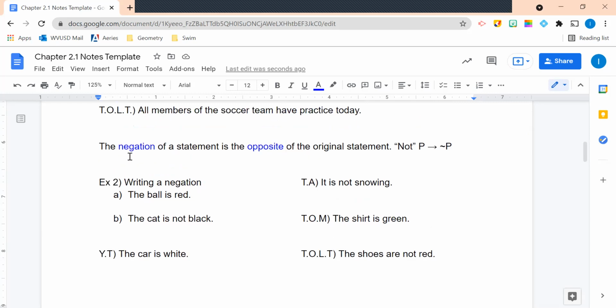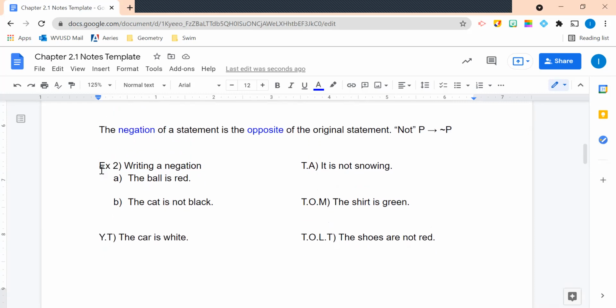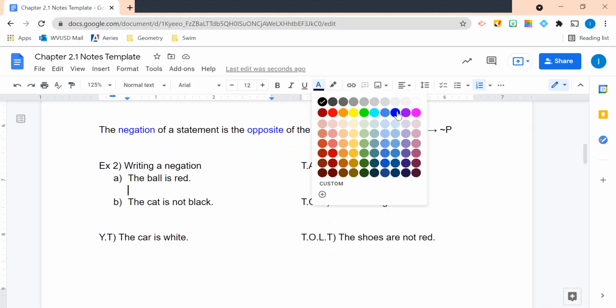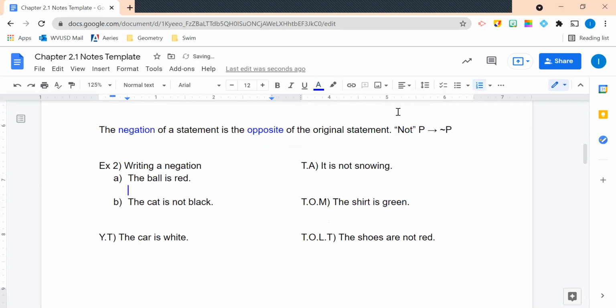So let's practice writing a negation. For this first part, we say the ball is red. So we're going to negate this. Instead of saying that the ball is red, we're going to say the ball is not red. Let's try another one. The cat is not black. To negate this, we're just going to say the cat is black. And that's it. We'll do the rest of these in class.